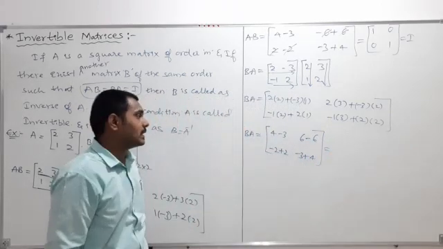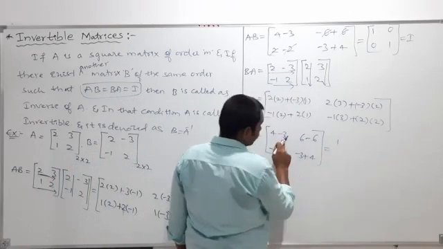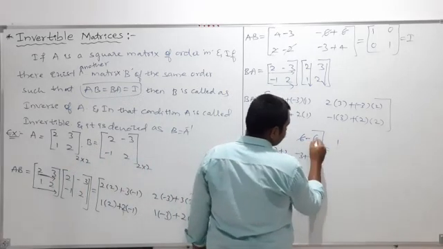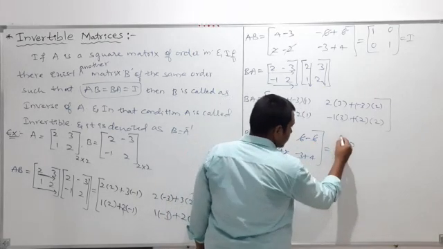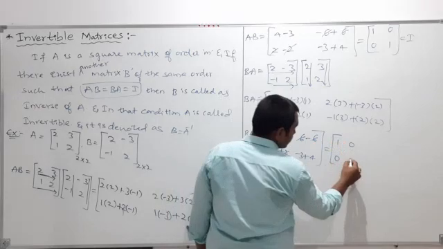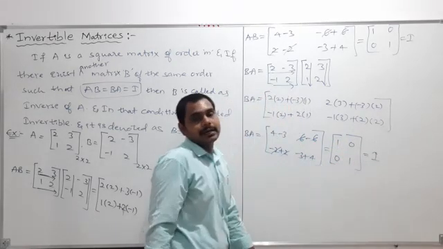Further, if you simplify this, you will get 4 minus 1 is 1, 4 minus 3 is 1. 6 plus 6 minus 6 cancels to 0. Plus 2 minus 2 cancels to 0. Minus 3 plus 4 is 1. So 1 0 0 1. This is nothing but the identity matrix.